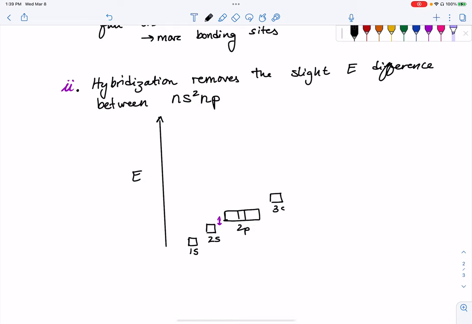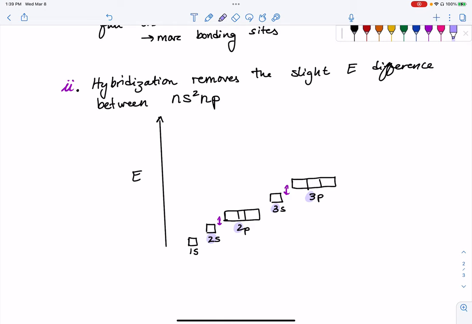After that, I fill my 3s, which is down another row, so that makes sense that it's higher energy. But if I were to go and fill my 3p, again, we see that there's this slight energy difference between the 3s and 3p, just like there was between the 2s and 2p, despite these orbitals having the same principal quantum number, n.